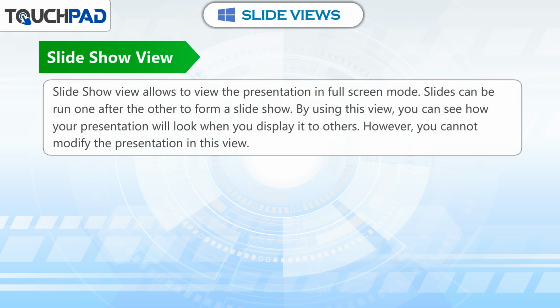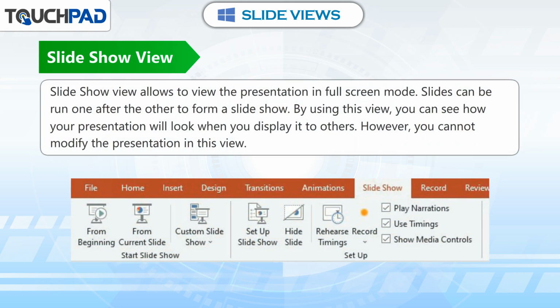Slideshow view. Slideshow view allows you to view the presentation in full screen mode. Slides can be run one after the other to form a slideshow. By using this view, you can see how your presentation will look when you display it to others. However, you cannot modify the presentation in this view.